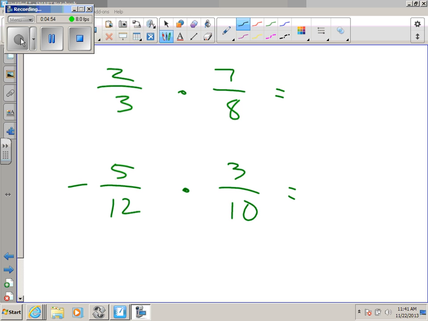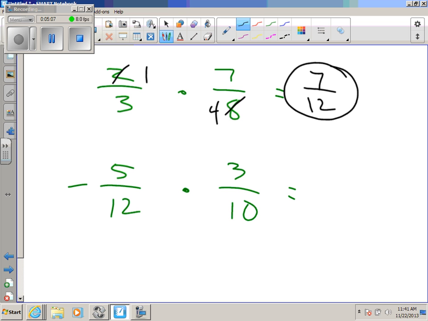Okay. So the first one, anything in common with the 2 and the 8? 1 there. How about 7 and 3? So 1 times 7, 3 times 4, 7 over 12. How many got it? Okay. Over here, 5 and 10. 12 and 3? Yes. We'll get to that in a minute. 3 and 12 is 3. 1 times 1, 4 times 2. And since I'm multiplying a negative times a positive, just make it a negative 1/8.